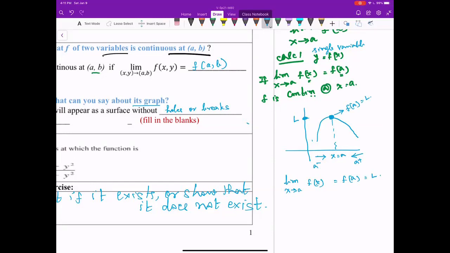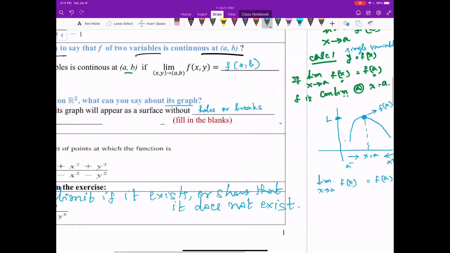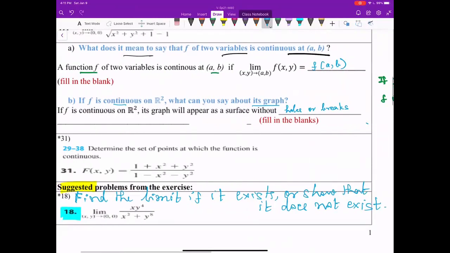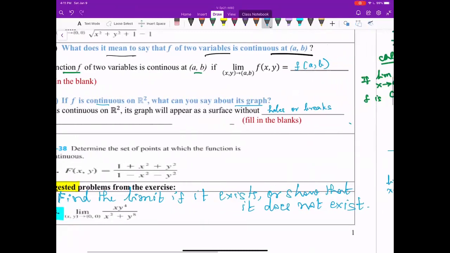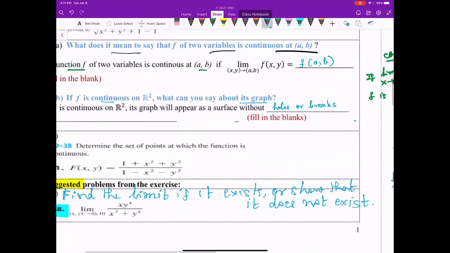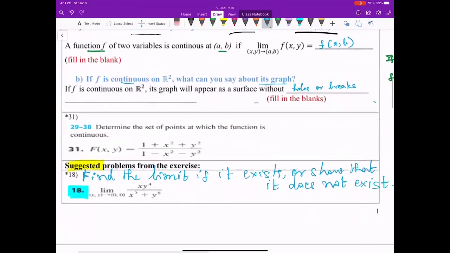That's exactly similar because it's a function of two variables. Instead of a curve, we say that the graph is a surface. So f is continuous on R2. What can you say about its graph? The graph will appear as a surface without holes or breaks.